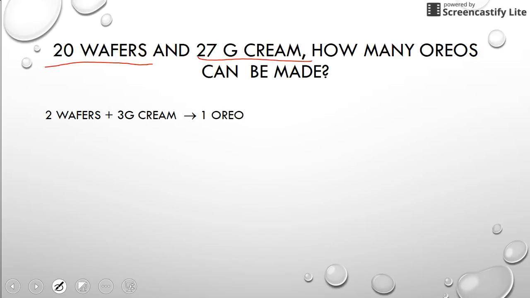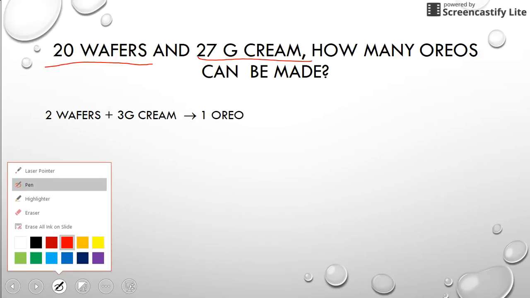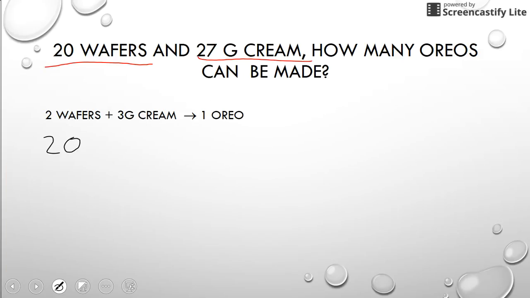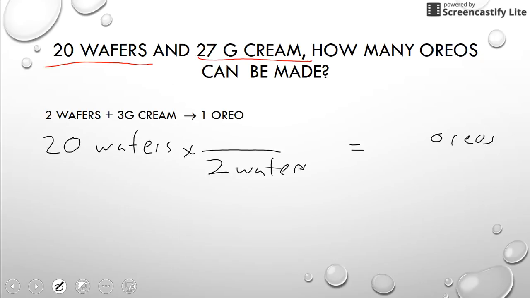So we start with the 20 wafers. Let's go with that in Oreo color. We have 20 wafers, and we want to know how many Oreos that makes. You know there are 2 wafers for every 1 Oreo. So you multiply the tops, divide by the bottoms, and you understand that that makes 10 Oreos. So 20 wafers will give you 10 Oreos.